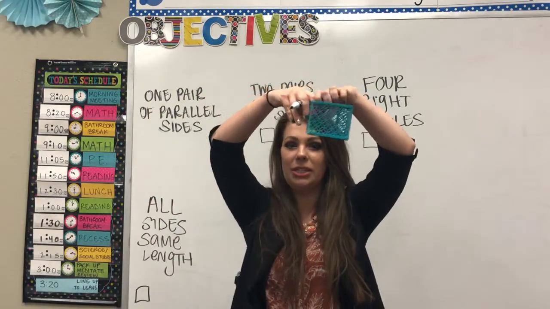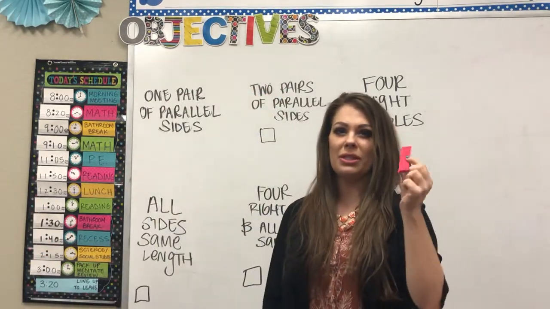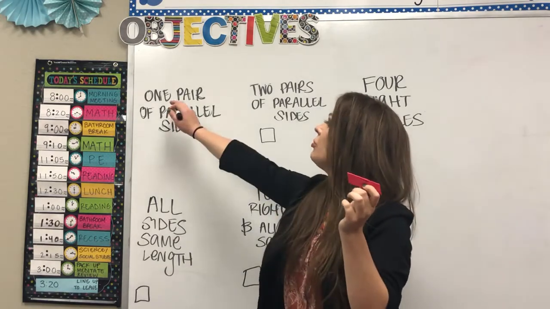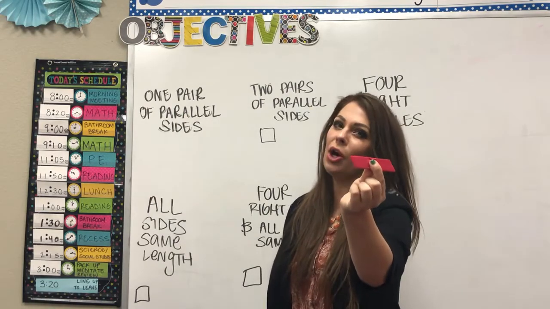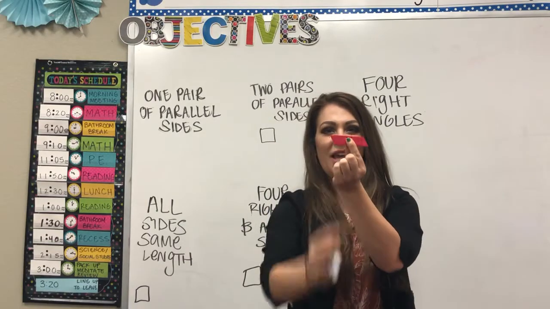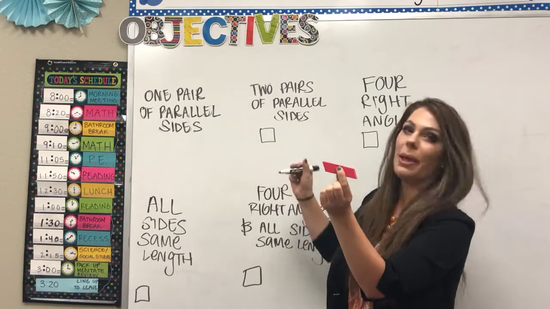Oh my goodness, what is that? You remember what this is called? That's our parallelogram. Does it have one pair of parallel sides? I see two. I hope you can see two. This pair and this pair. We've got two pairs of parallel sides. Bam, bam.